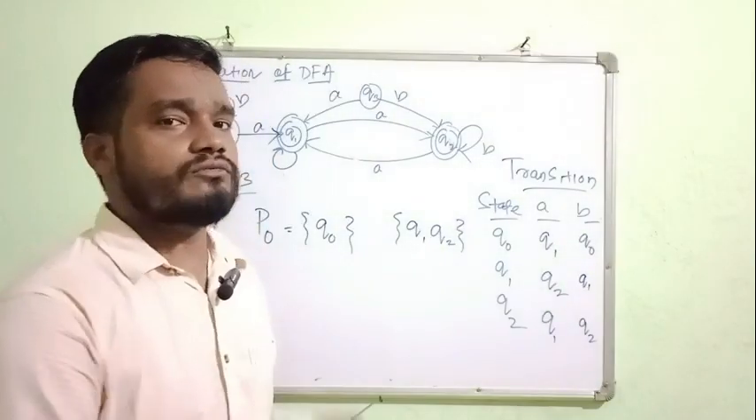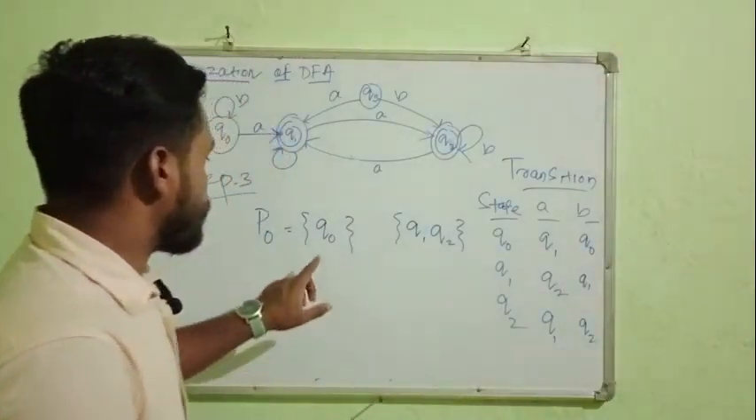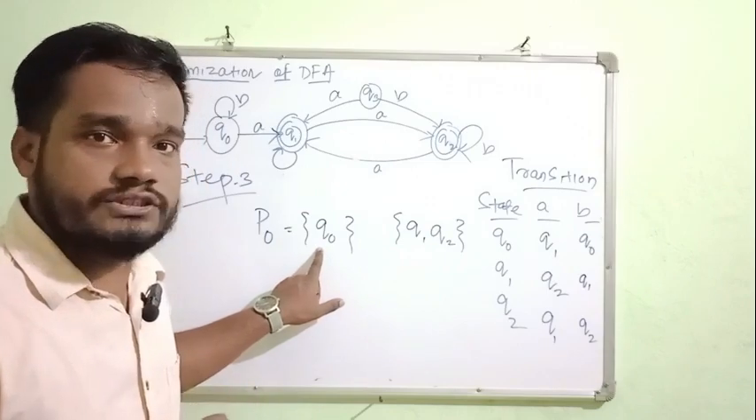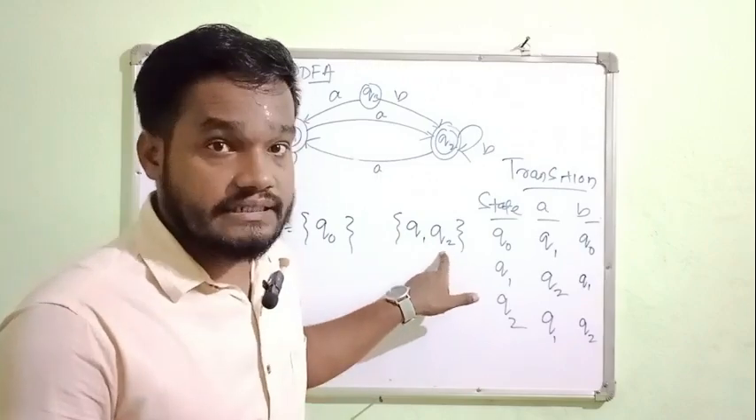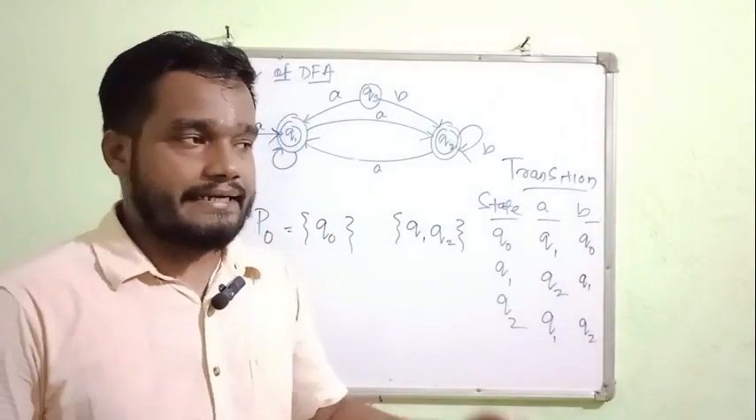So we will check the equivalency by following the rule and regulation of the transition table. For Q0, there is no equivalency because it is a single entity. Here we will check whether it maintains the equivalency between these two states or not. How do we know it maintains the equivalency?